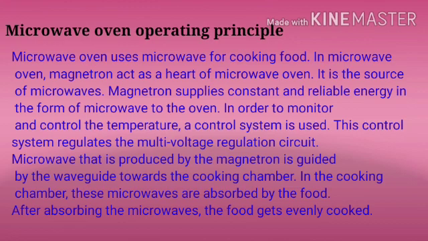In the cooking chamber, these microwaves are absorbed by the food. After absorbing the microwaves, the food gets evenly cooked. The microwave oven operating principle block diagram is given below.